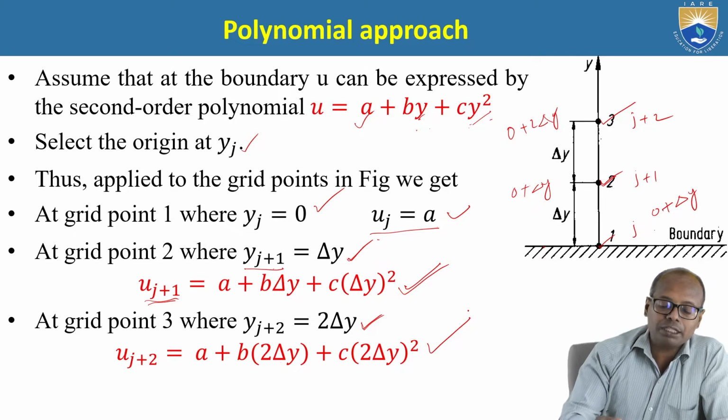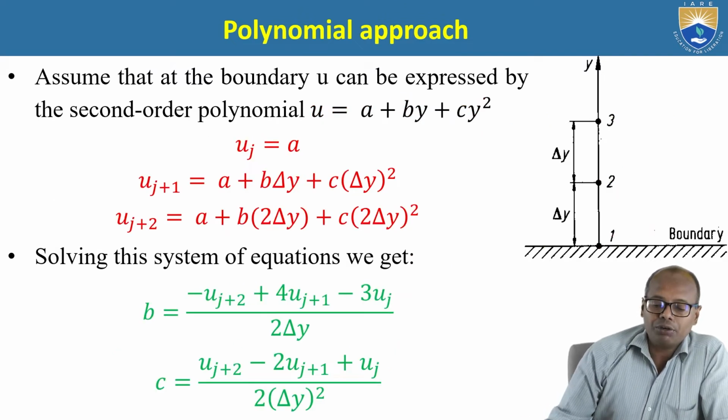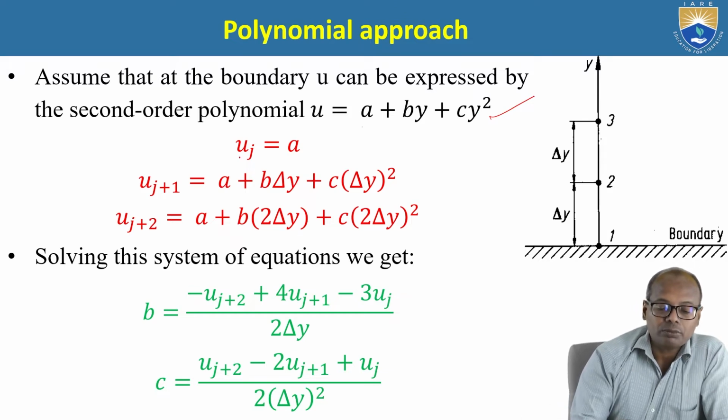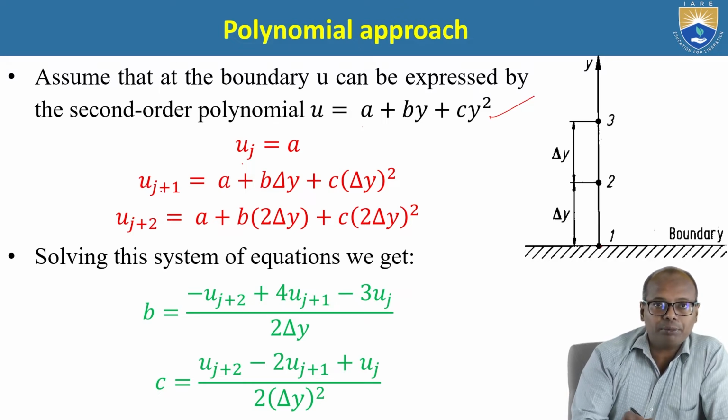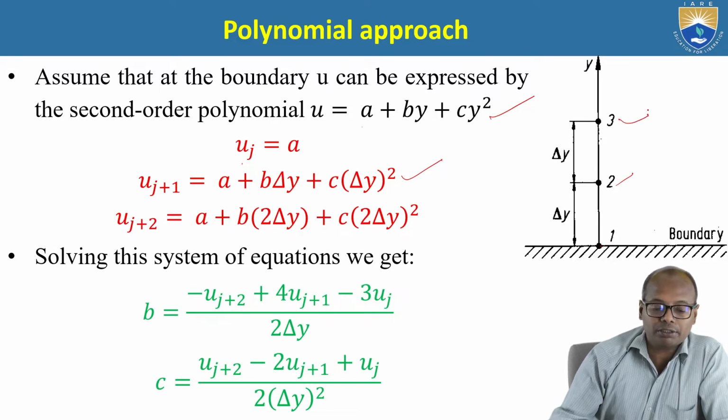Now if I solve these three equations, I will get the values of the constants a, b, c. We will see how to do that. This is the equation that we have considered, and we want the values of the constants a, b, c. Now uj is equal to a, which we derived when y is at point 1. At yj plus 1, which is point 2, we got this equation. At yj plus 2, which is point 3, we got this equation.